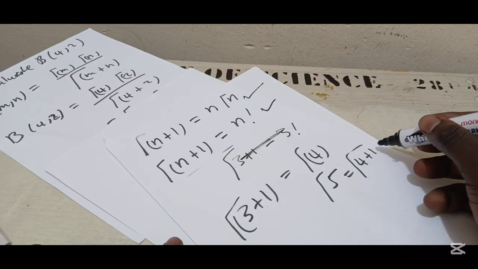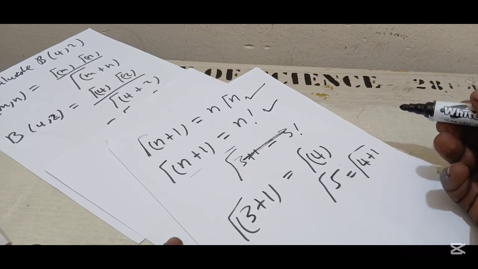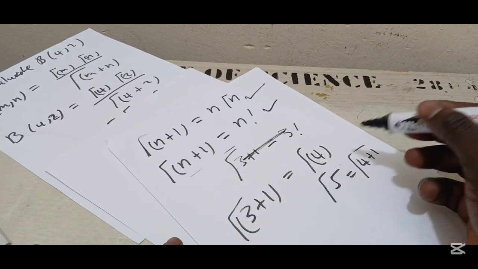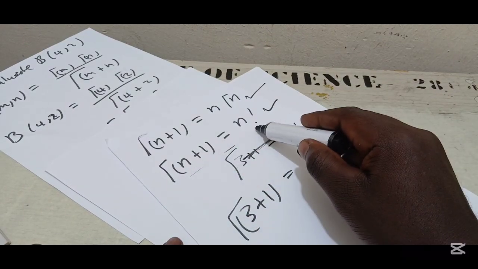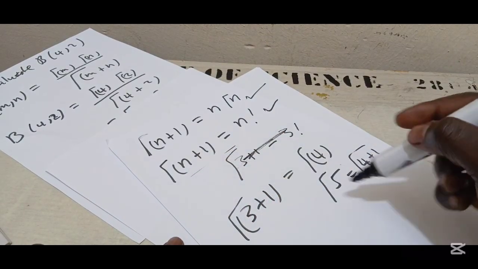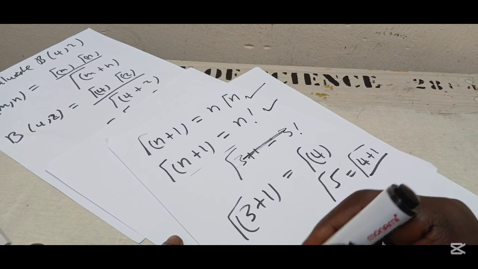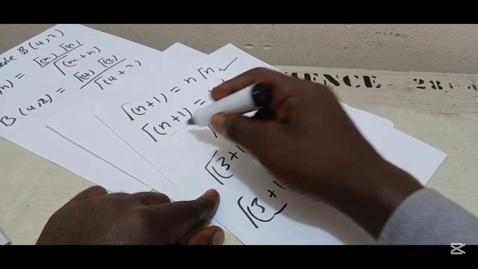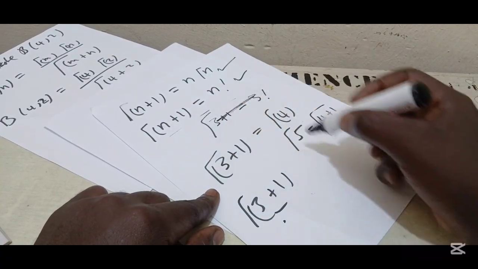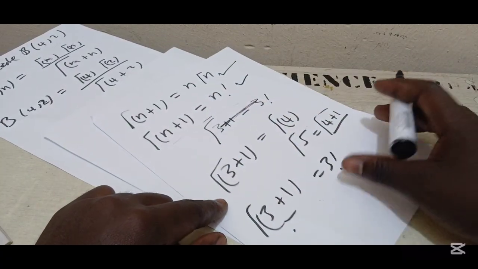And with this one, nothing changes, because 4 plus 1 is the same as 5. So gamma 4 plus 1 is the same as gamma 5. So if you are able to do it this way, then you can just go ahead and compare your values to this and say that your n is 5. So in this case, gamma 3 plus 1, comparing this to this, my n is 3. So it's just going to be 3 factorial, right?